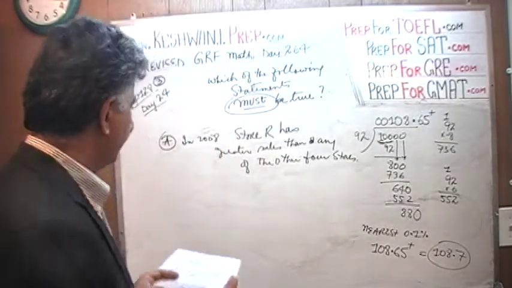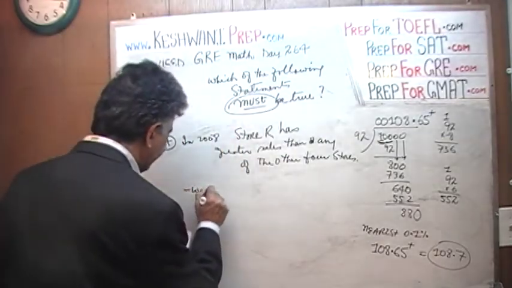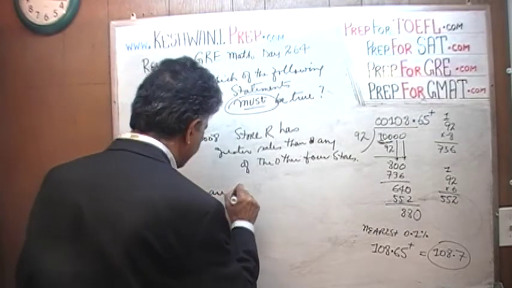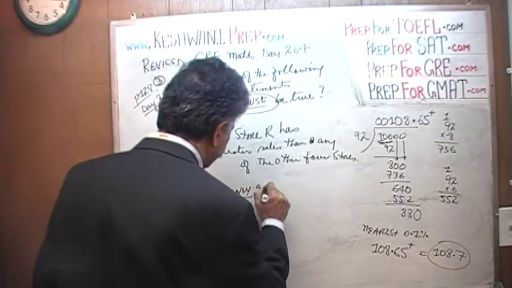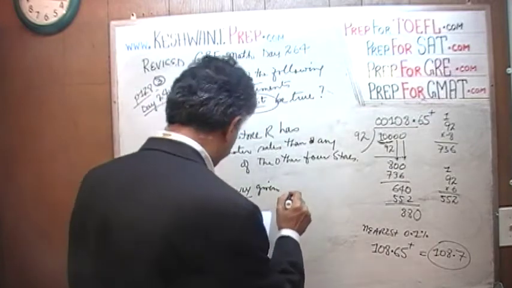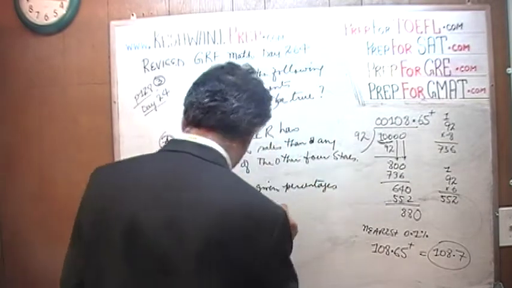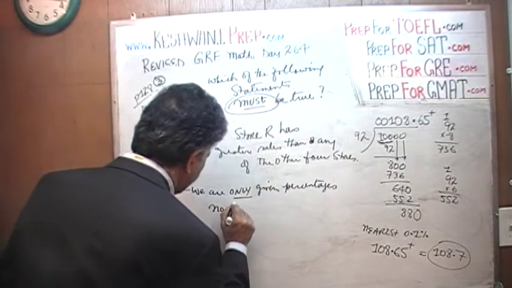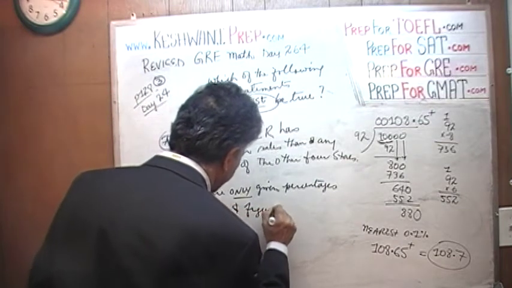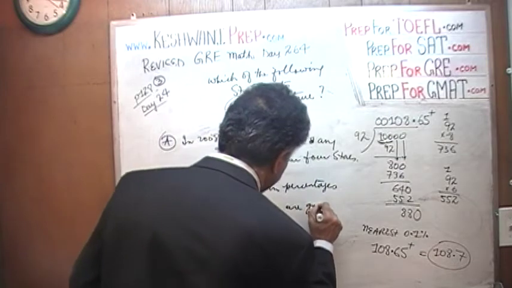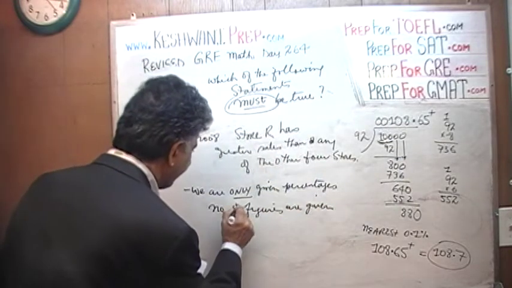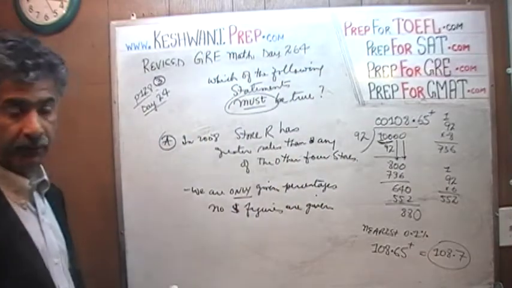The problem is that we are only given percentages. No dollar figures are given. No dollar figures are given to us.